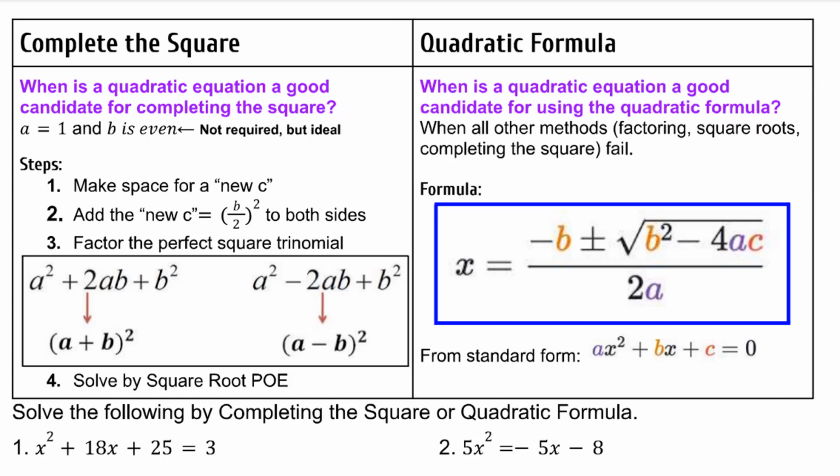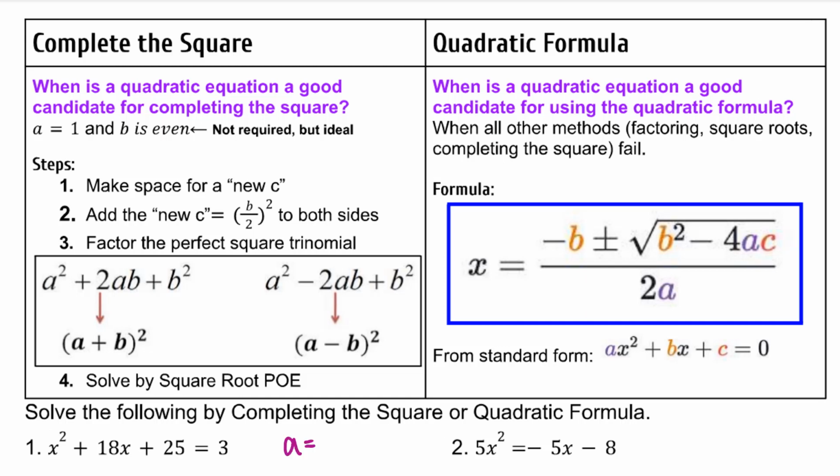For our examples, we're going to solve the following by completing the square or quadratic formula. So let's determine if this is a good candidate for completing the square, and if not, then we'll use quadratic formula. Number 1, a is equal to 1 and b is even. So this is a great candidate for completing the square. And they told us to solve it by completing the square or quadratic formula, so we will complete the square.